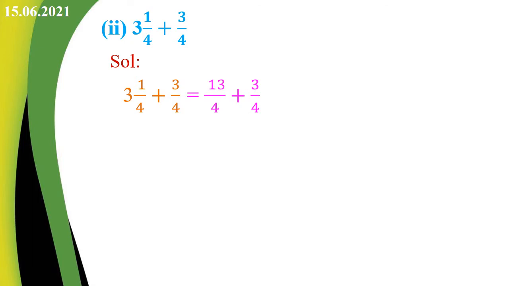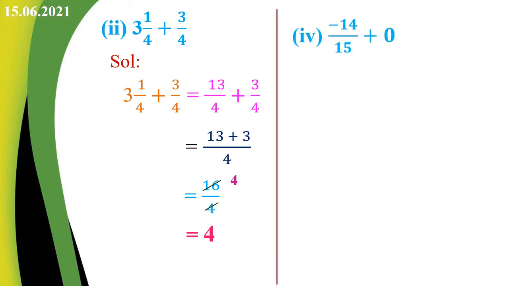The first step, check the denominators. We get the same denominator. So we move to the second step. The second step is we just add the numerators over the denominator. We get 13 plus 3 by 4. The same sign, so we have to add. 13 plus 3 is 16. We get 16 by 4. The third step, reduce it to lowest term. The common factor of 4 and 16 is 4. 4 1s are 4, 4 4s are 16. We get 4. The final answer is 4.